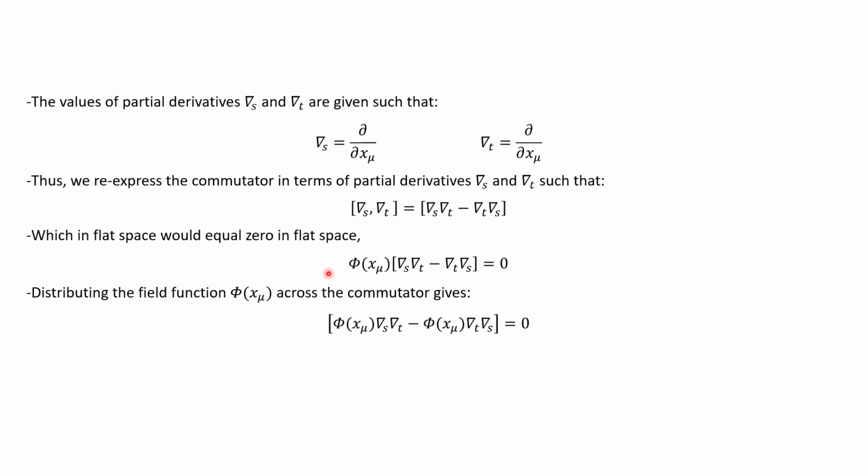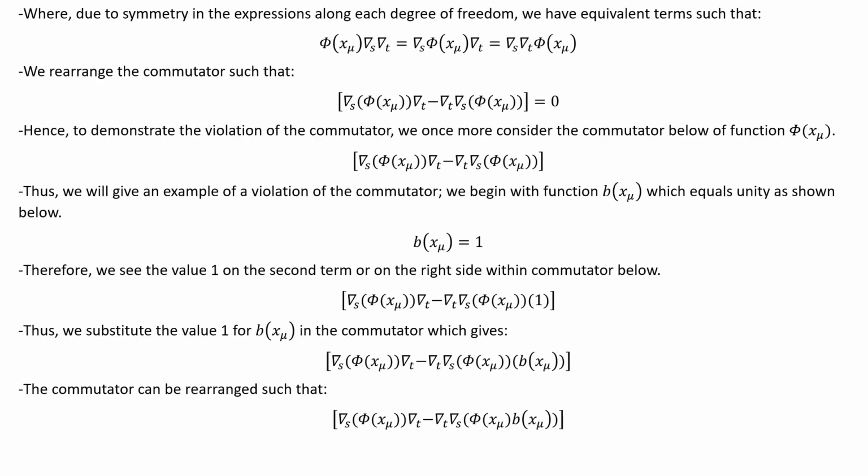So if we apply the field function, and the field function happens to be flat, it equals 0. Distributing the field function across the commutator gives this expression here, where due to symmetry in the expressions along each degree of freedom, we have the equivalent terms along the same degrees of freedom or axis of freedom. Again, the symmetric property. We rearrange the commutators such that, as we see here.